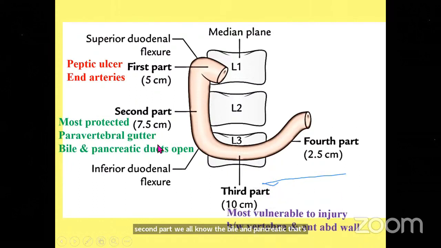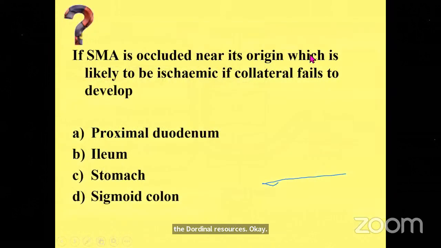What about the third part? The third part is the part which is lying most anteriorly, that is between the vertebral column and the anterior abdominal wall. So it is this part which is most vulnerable to injury. And the fourth part we have already seen, it is related to the duodenal recesses. Okay, so these are the important points related to each part.